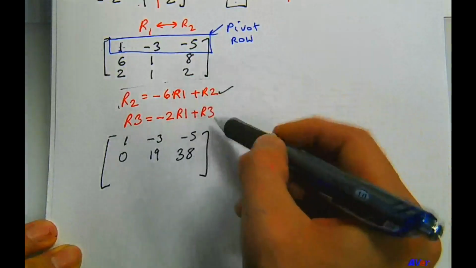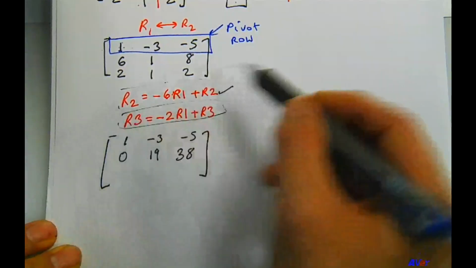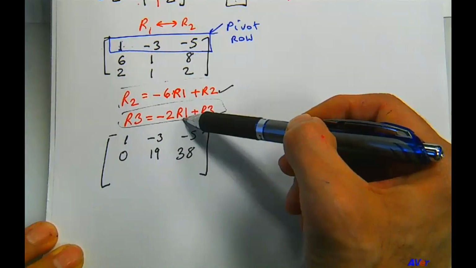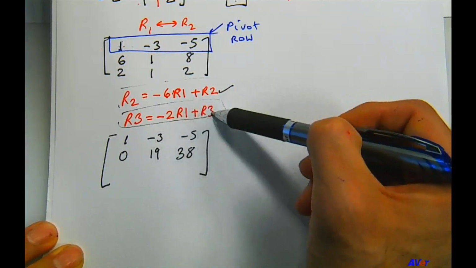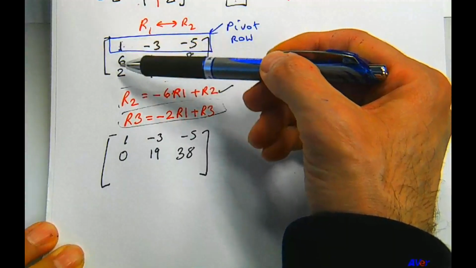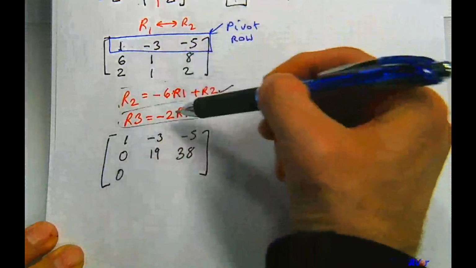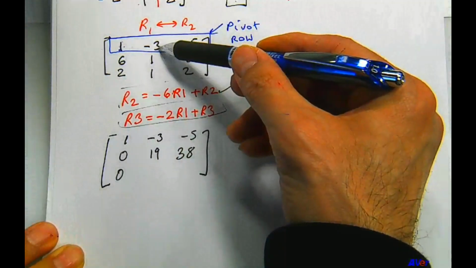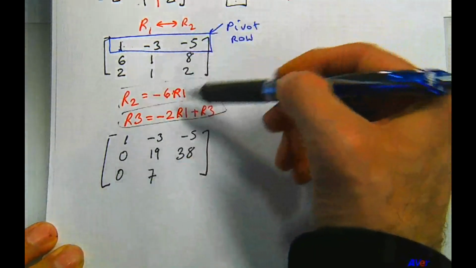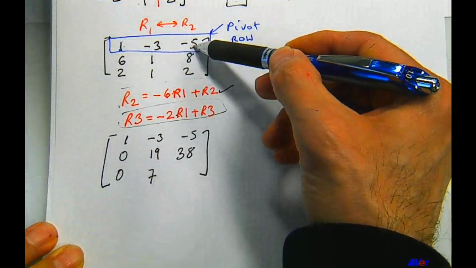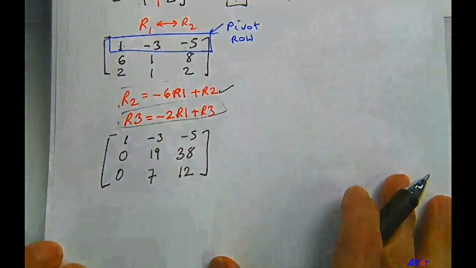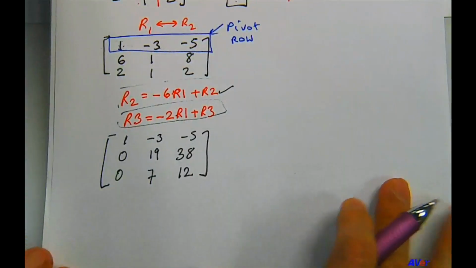We're done with this. Let's move down to the next row operation. So this is saying multiply row 1 by -2 and then add it to row 3. So let's do that. -2 times 1 is -2, +2, 0. -2 times -3 is +6, +1, 7. -2 times -5 is +10, +2, 12.